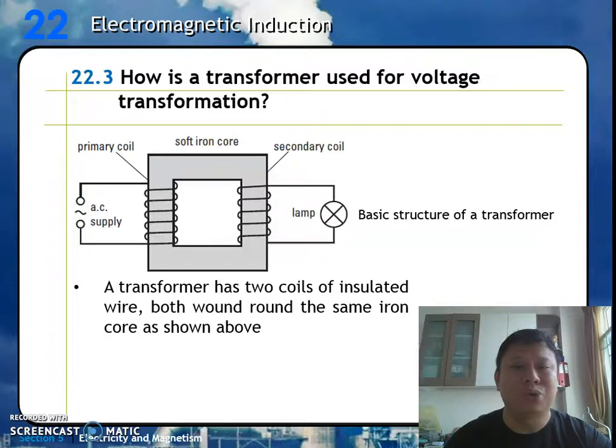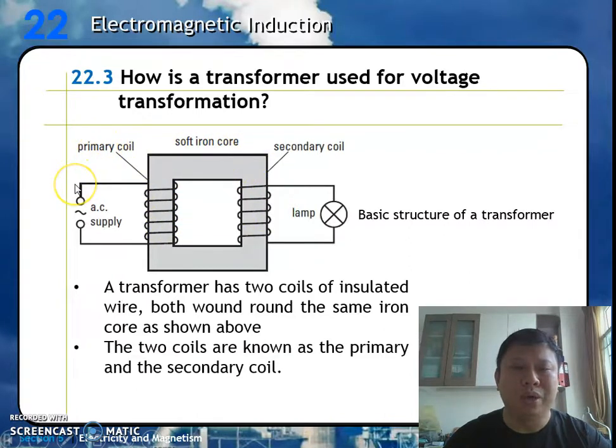This diagram shows the basic structure of a transformer. A transformer has two coils of insulated wire, both wound around the soft iron core over here. The two coils are known as the primary coil over here and the secondary coil. And you can see from here that the primary coil is connected to an AC supply.